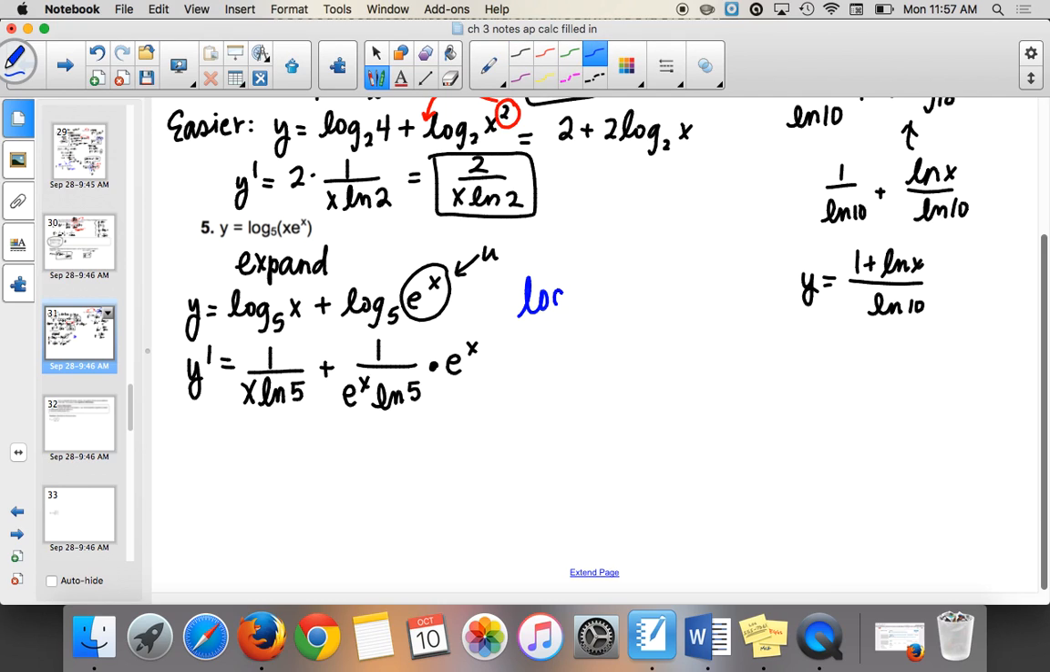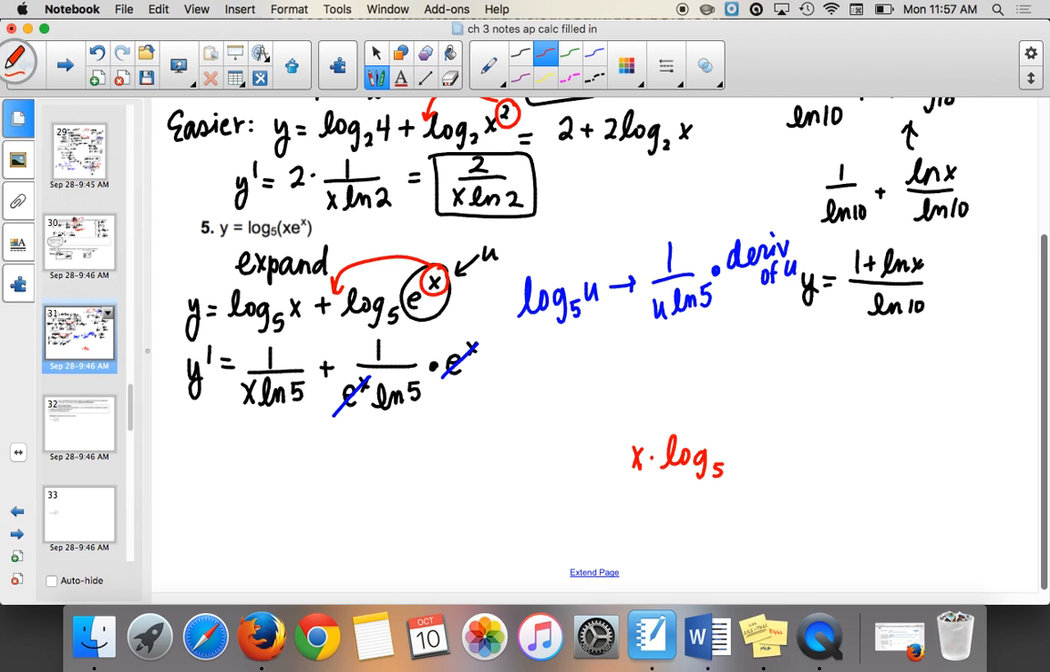This is in the form log base 5 of u, which has a derivative of 1 over u natural log of 5, times the derivative of u. The chain rule, yeah. So these cancel. So basically, if you had pulled the x to the front, do you guys see what you would get? You would have had x times log base 5 of e, which is x times a number. So we end up just getting that number out.